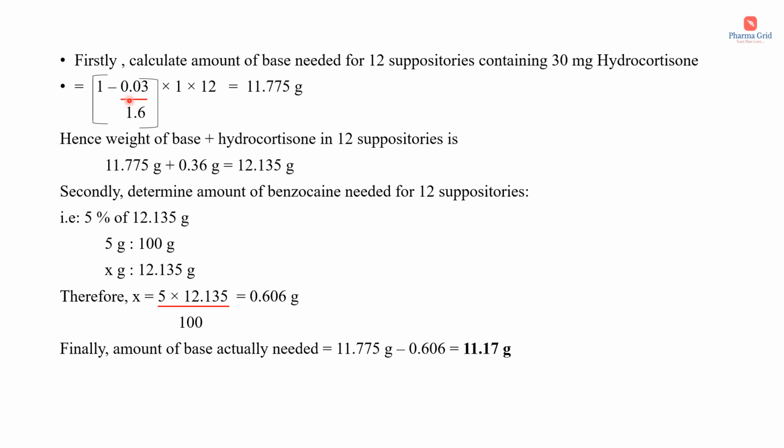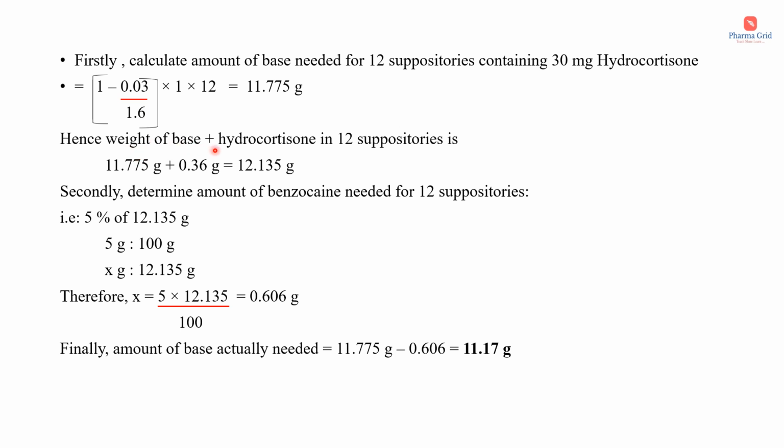So it will be 0.03 gram divided by displacement value of hydrocortisone. Displacement value of hydrocortisone is 1.6, into 1. 1 is the base density and 12 is the number of suppositories. So the answer will be 11.775 gram. So 11.775 gram is the amount of base needed for 12 suppositories containing 30 mg hydrocortisone.